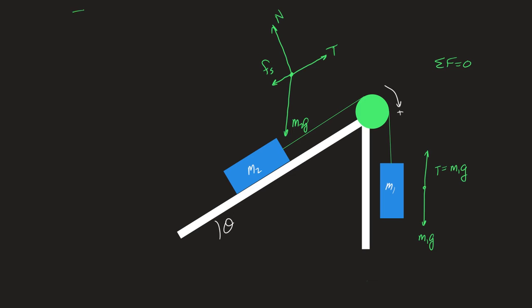Now, net force still equals 0. So this will be tension minus m2g sine theta minus static friction, and that equals 0. Shouldn't be a surprise. Any question about that? And then I'm going to go with normal minus m2g cosine theta equals 0. We good so far?